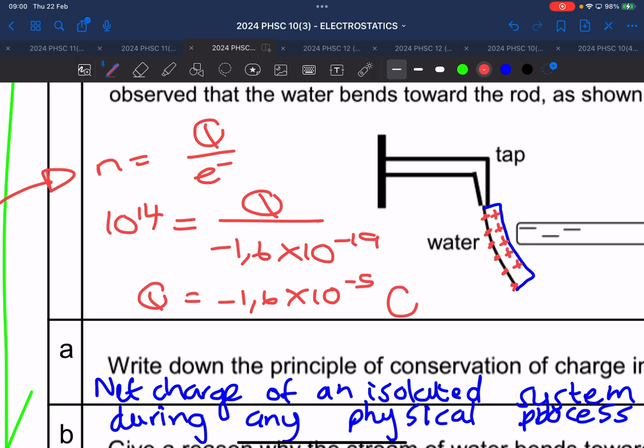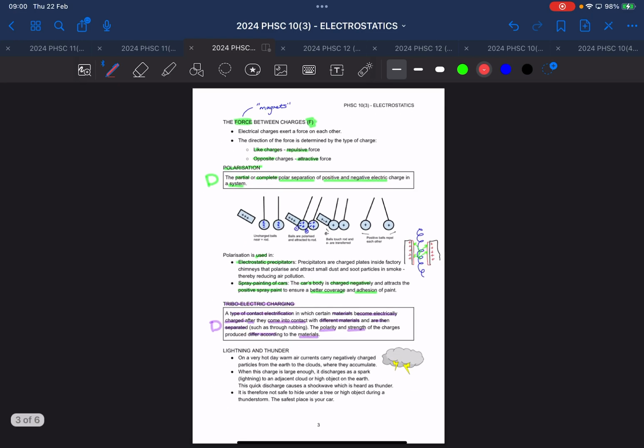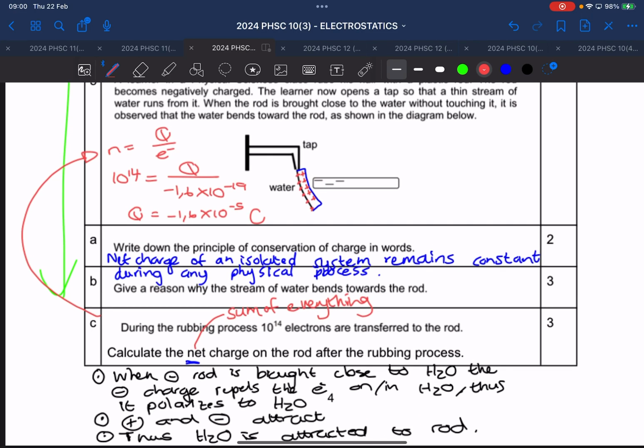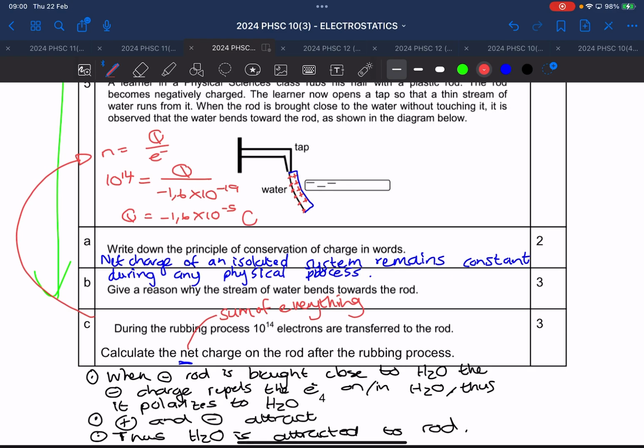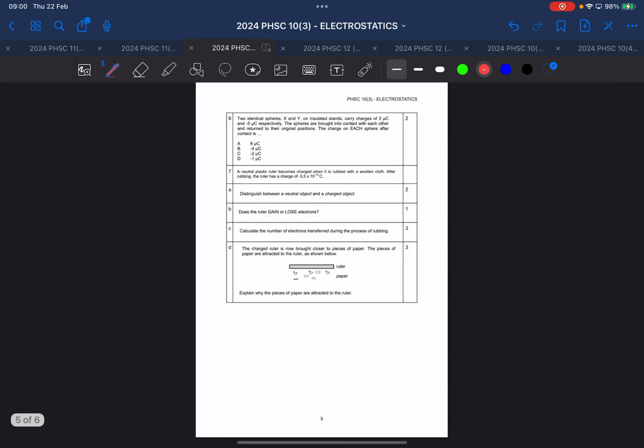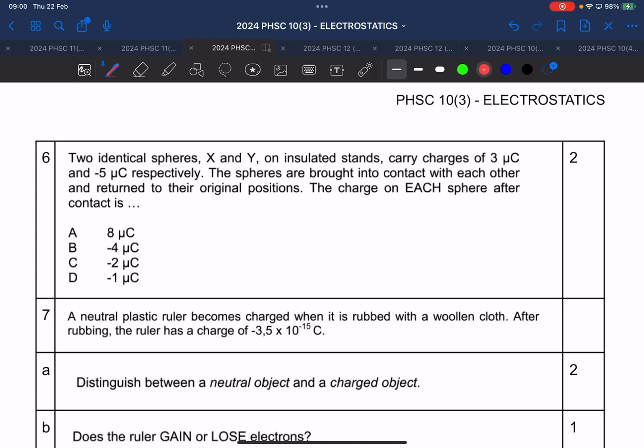Alright, next one. I think it is a multiple choice question. Are you all done? Okay. It says there, 2 identical spheres X and Y on insulated stands. That just means that they can't lose their charge. It's not a conductor of electricity. They carry charges of 3 microcoulomb and minus 5 microcoulomb respectively. Actually, now what does the word respectively mean?